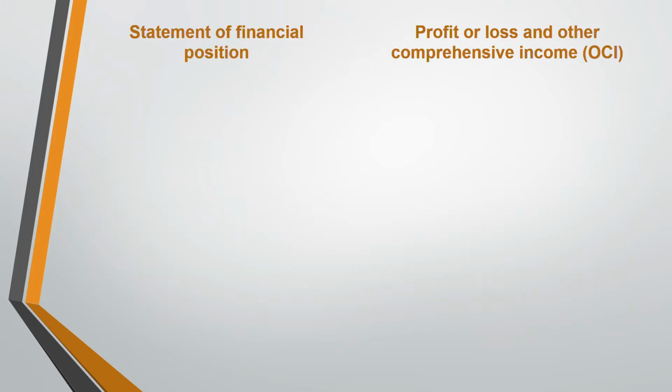So let's start. Statement of financial position. Assets and liabilities must be classified as current or non-current. You do not put all assets or liabilities in one category. They need to be separated out.